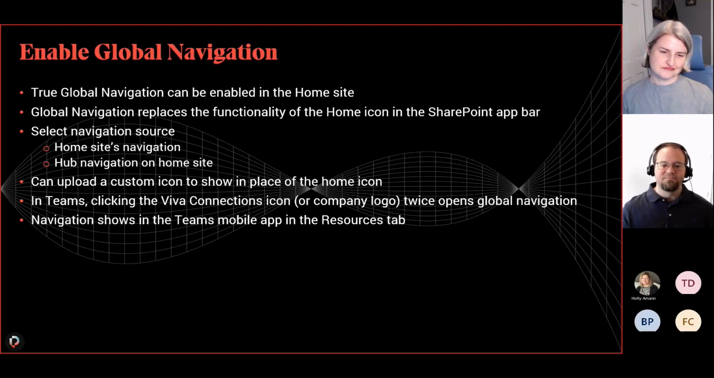And then in Teams, clicking on the Viva Connections icon will open up your dashboard or your intranet. And you might be wondering, well, where's my global navigation then? In the Teams desktop app, clicking that Viva Connections logo again will bring up that global navigation. So it's not really an obvious thing, but that is the way that we can still bring in that global navigation within Teams. And in the Teams mobile app, that becomes the resources tab.